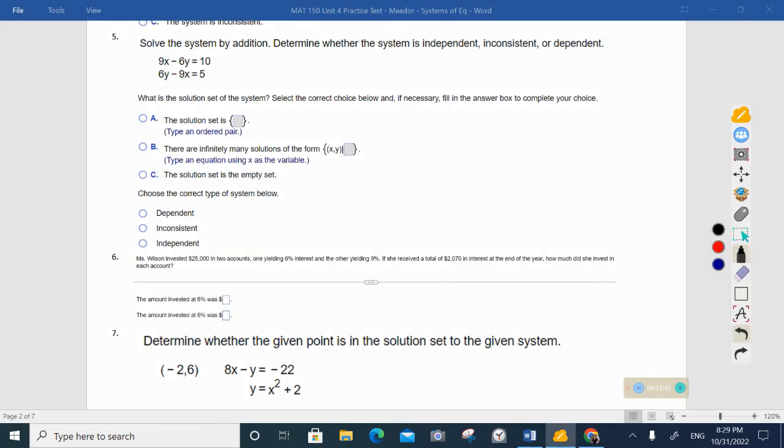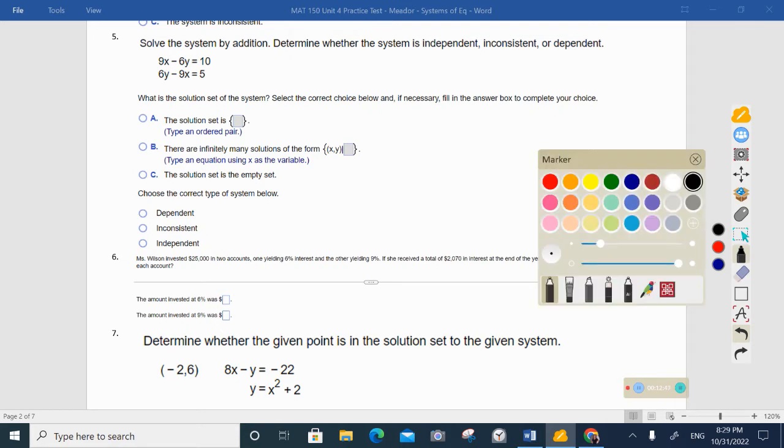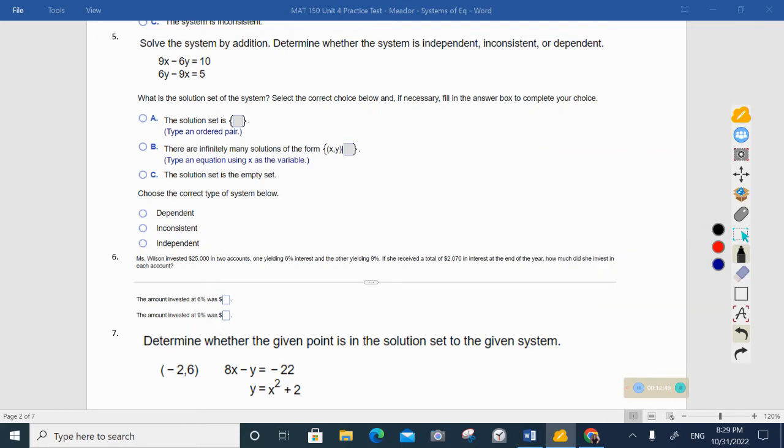All right, question number 5 says, solve the system by addition, determine whether the system is independent, inconsistent, or dependent. Now, first thing I want you to notice is they look like they're in standard form, but the second equation is actually not in standard form.